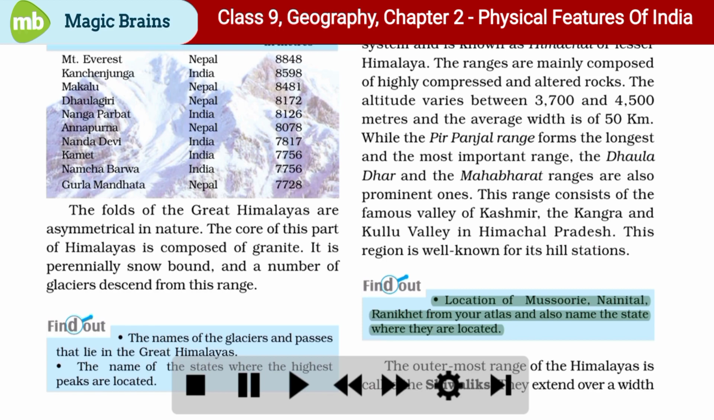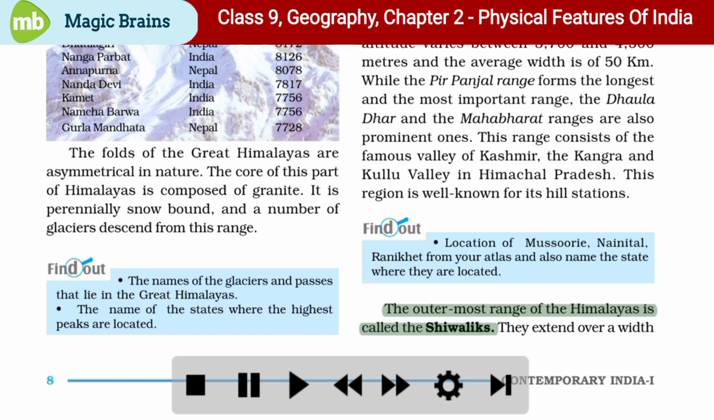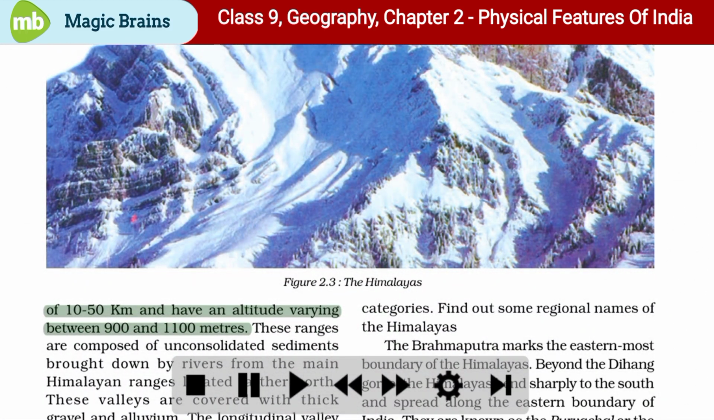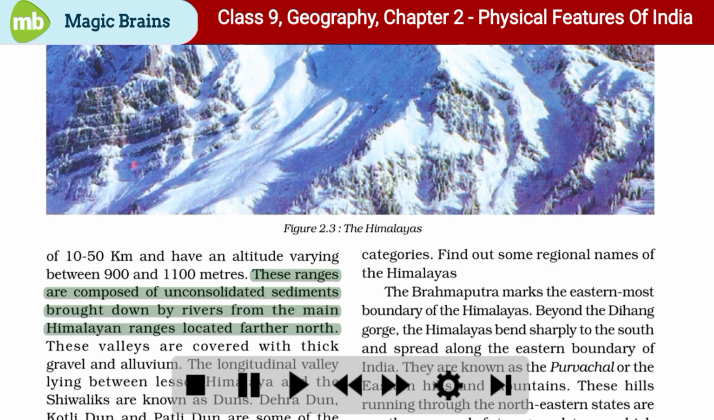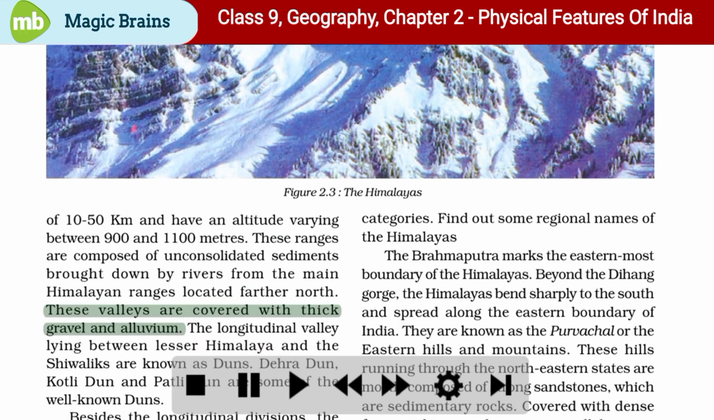The outermost range of the Himalayas is called the Shivaliks. They extend over a width of 10 to 50 km and have an altitude varying between 900 and 1100 meters. These ranges are composed of unconsolidated sediments brought down by rivers from the main Himalayan ranges located farther north. These valleys are covered with thick gravel and alluvium.